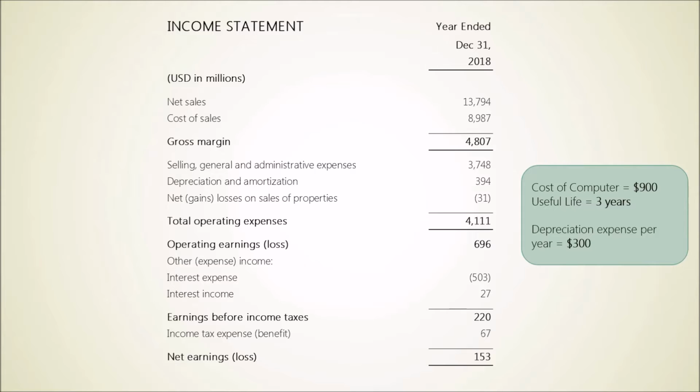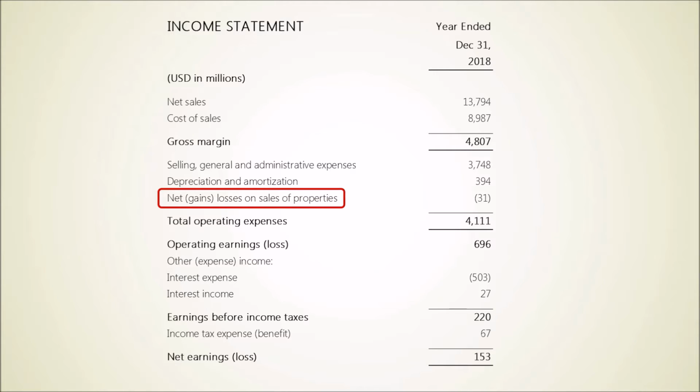Amortization is very similar to depreciation, except that with amortization, it is the intangible assets which are considered rather than the tangible or fixed assets. Examples of intangible assets which can be amortized are licenses, trademarks, copyrights, and patents. Next item on the income statement is net gains or losses from the sale of properties. This reflects the sale of fixed assets.